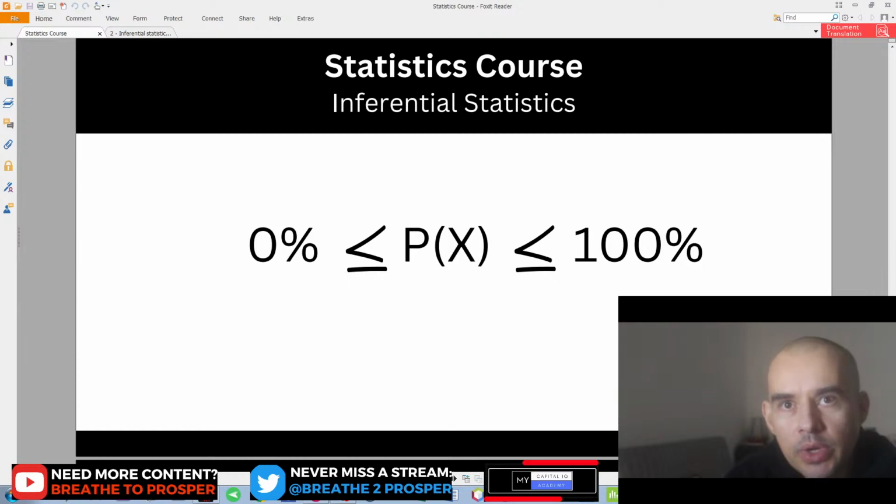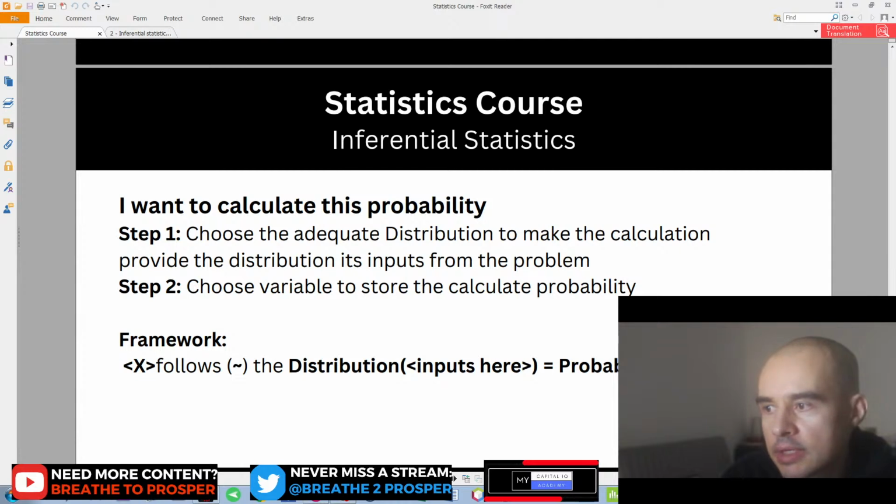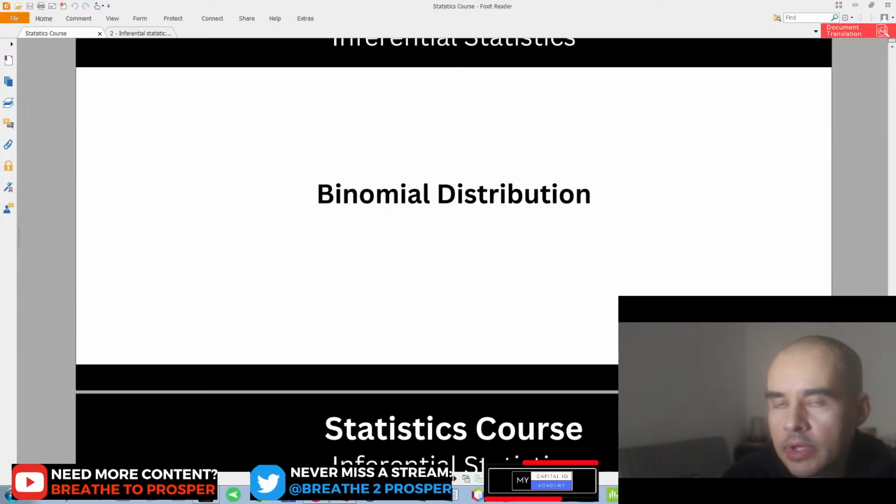So we start off with, we know that probabilities vary between 0 and 100% inclusive. So the key step is you choose the adequate distribution, you choose a variable to store the calculated probability, and the framework is like I explained before. So x follows the squiggly line, the distribution with the inputs, and gives you the probability. Okay, let's start with some ones for you to see how this works.